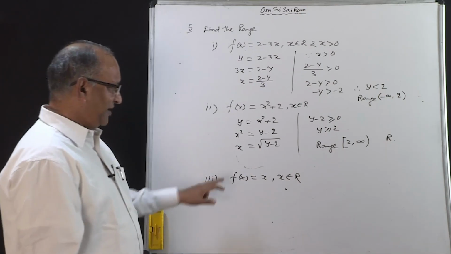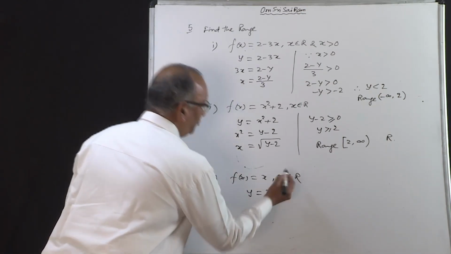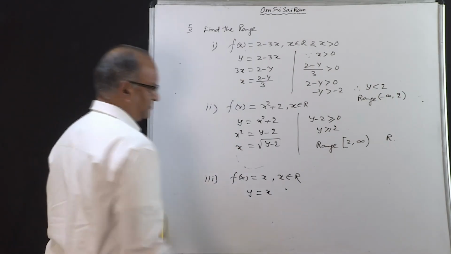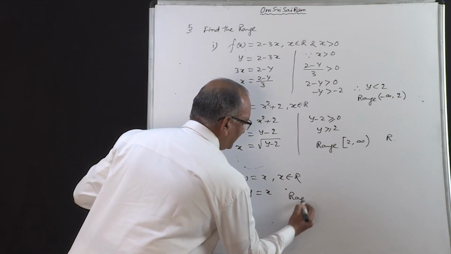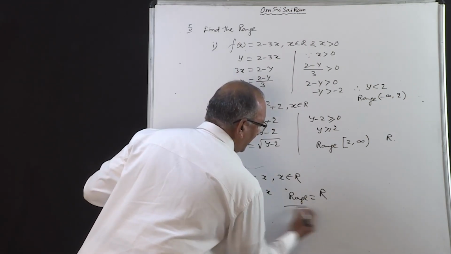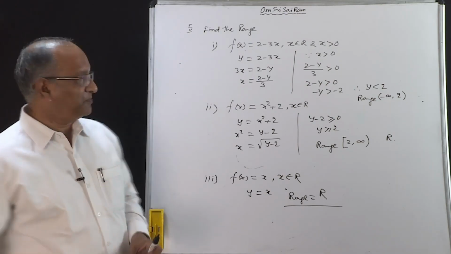Coming to the last one, f(x) equal to x, or y equal to x. So whatever is x, y is also the same. The domain is real numbers, so the range is also real numbers. Let us move to the next problem.